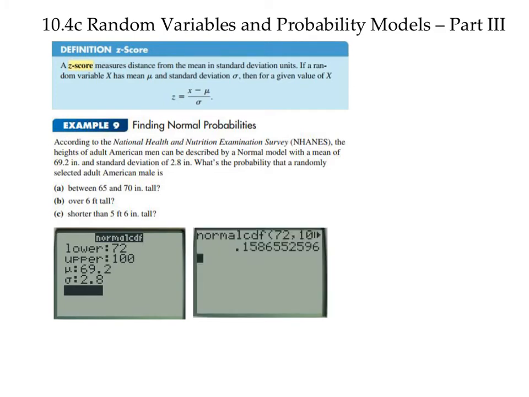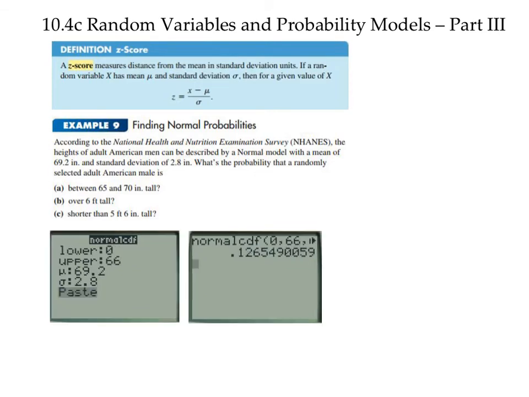In the second screen, you can see that the probability of a person being above 72 inches, or 6 feet tall, is about 15.9%. The last one, under 5'6". Well, first of all, we have to convert 5'6" to inches. That's 66. So I'll just do from 0, nobody's 0 inches, but that's way to the left, from 0 to 66. And here's what that screen looks like. Here we can see that the probability of somebody being shorter than 5'6" tall is about 12.65%.